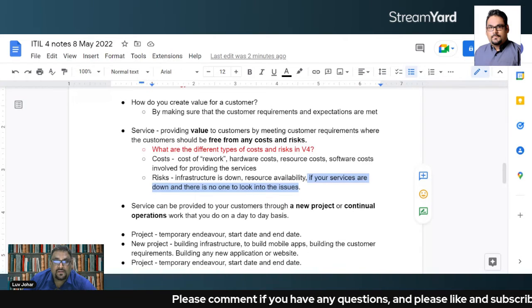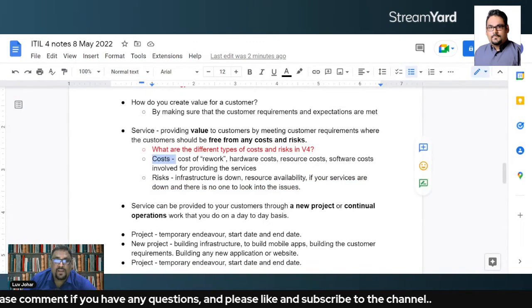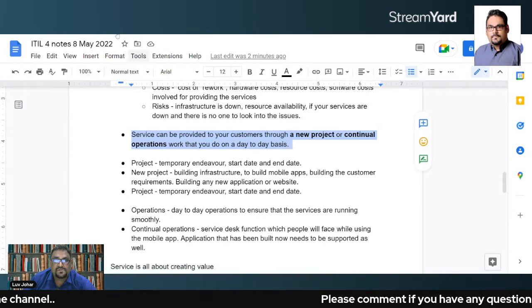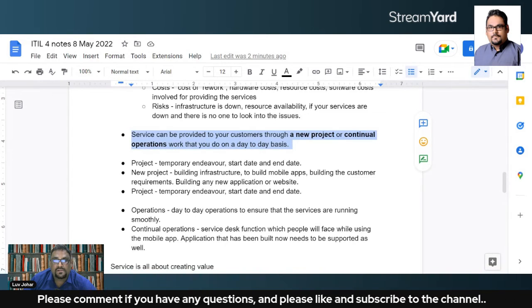Okay, that's the difference between cost and risk. So I'm sure that by now you will have a clear understanding about what the cost is and what the risk is. Now, how you provide the services to a customer is the next thing to understand. How do you provide service to a customer?